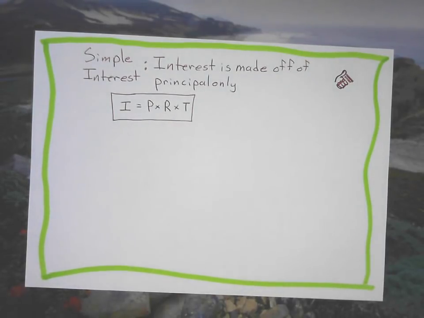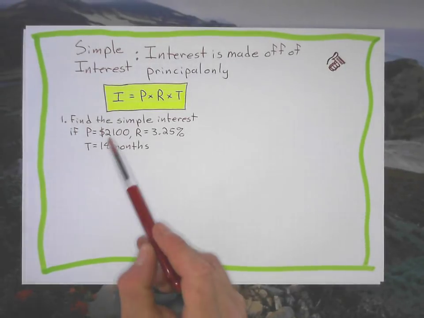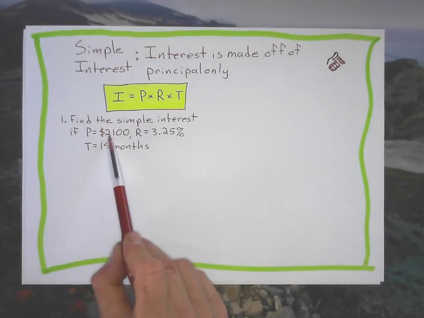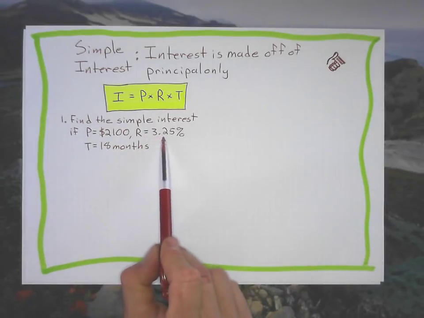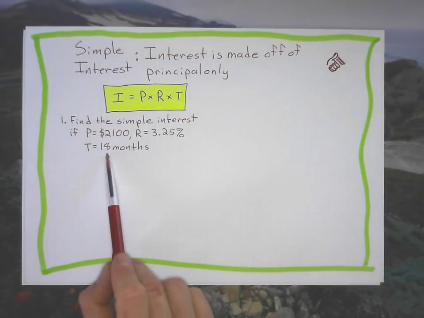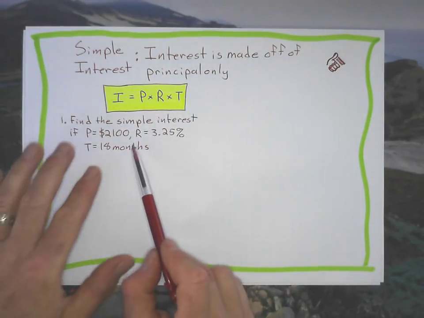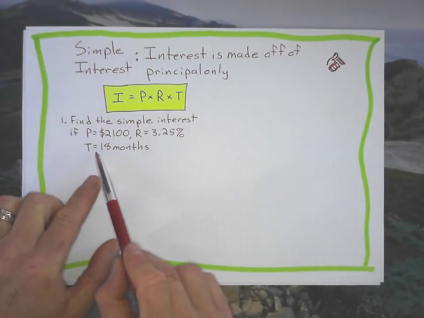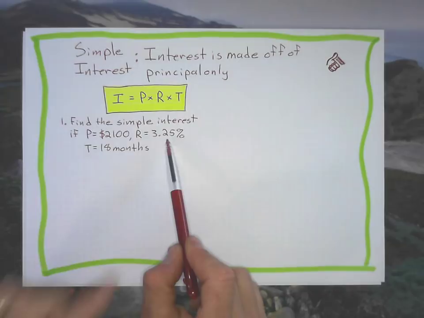So let's look at an example. Okay, so for our example, we're going to invest $2,100, that's the principal. The bank's going to give me an interest rate of 3.25%. I'm going to convert that to a decimal before I put it into here, and I'm going to keep it in the bank for 18 months. So when I substitute these values in, I have to watch out, because remember, time has to be in years, and the interest rate has to be as a decimal.